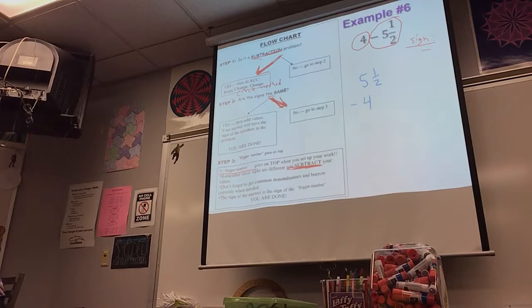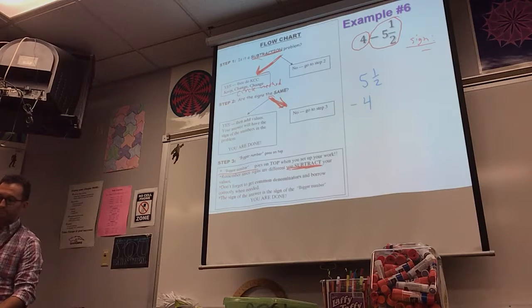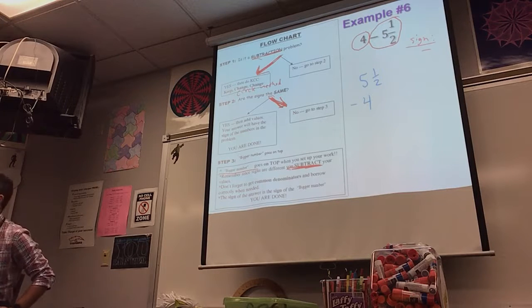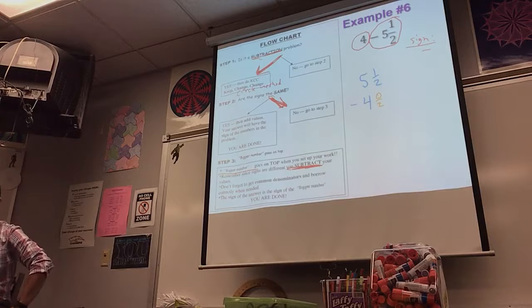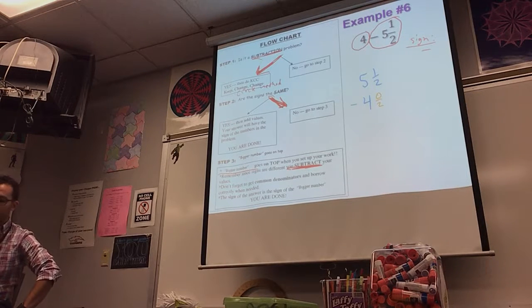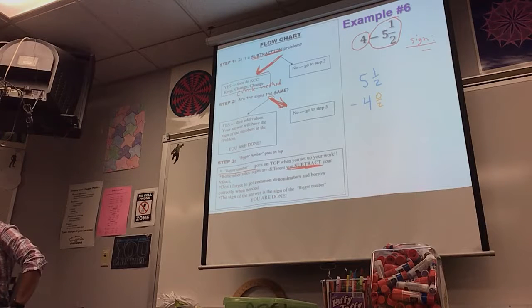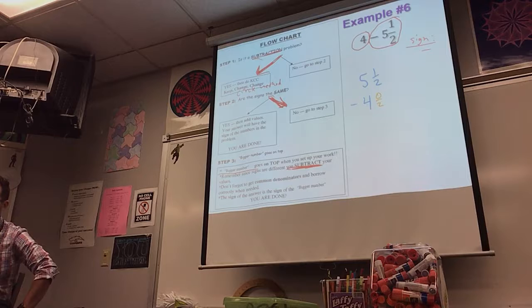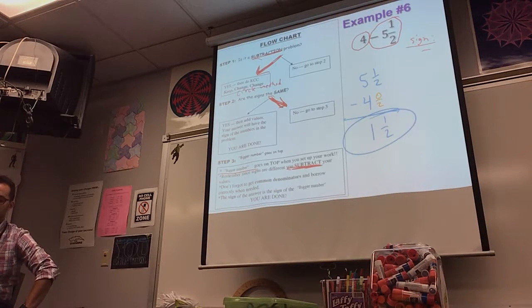Where's my placeholder 0 going to go? In the fraction. My fraction, it's got to be 4 and 0 halves, right? 4 and 0 halves. One half minus 0 halves is 1/2, 5 minus 4 is 1, and we're done. Negative 1 1/2.